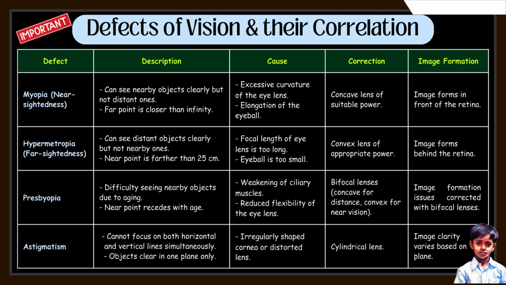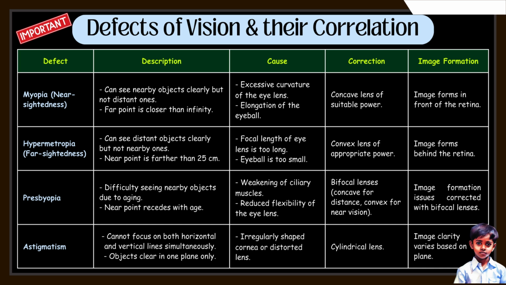Then comes astigmatism. This defect causes a person to see blurry or distorted images because the cornea or lens is irregularly shaped. A person with astigmatism cannot focus on both horizontal and vertical lines at the same time. They may see one clearly and the other blurred. The solution is a cylindrical lens, which adjusts the focus in one specific direction, making the vision sharp again.